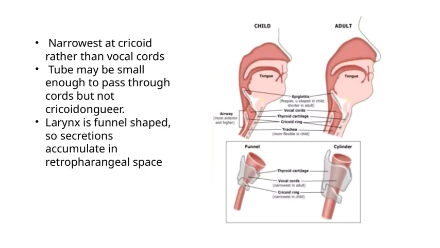Connecting these points to the overall theme, knowing where the narrowest point is and how secretions can gather helps us improve both our planning and our response to airway obstructions. It emphasizes the importance of detailed anatomical knowledge in ensuring safe and effective airway management.